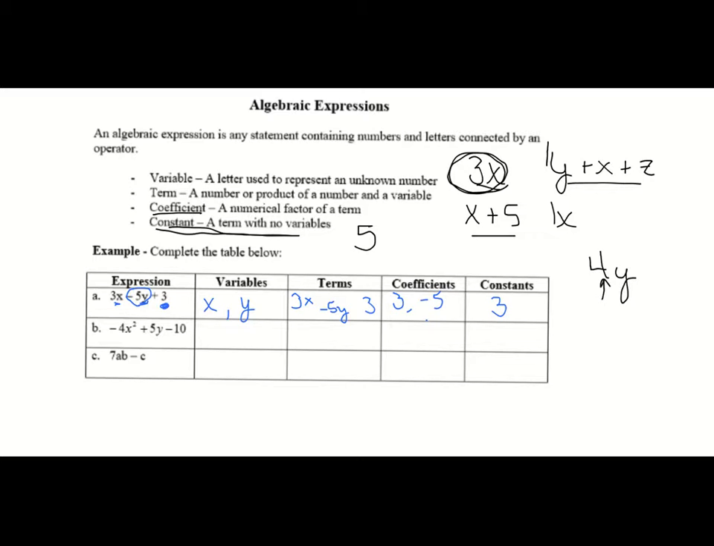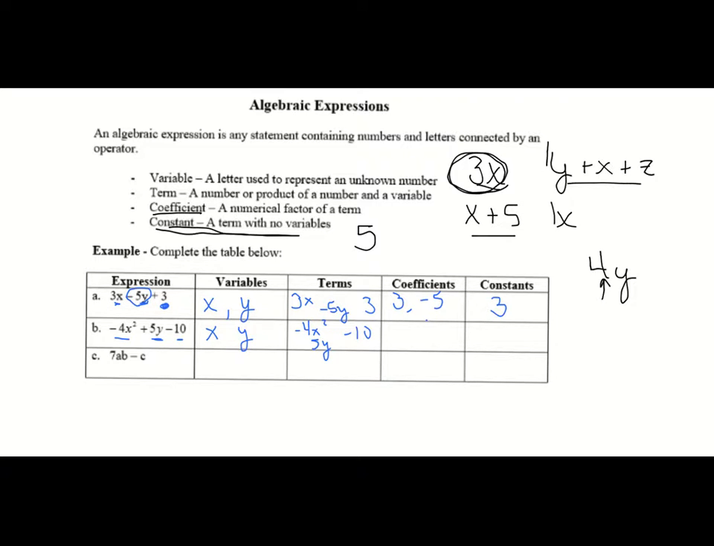All right, for our next one. Our variables are still just x and y. Now here we do have x squared, but you don't have to put the squared with it when you're listing the variables. Just x and y is fine. Terms, again, we have 3 terms. Negative 4x squared, 5y, and negative 10. So my terms are negative 4x squared, and we do keep the squared there. 5y, and then negative 10.